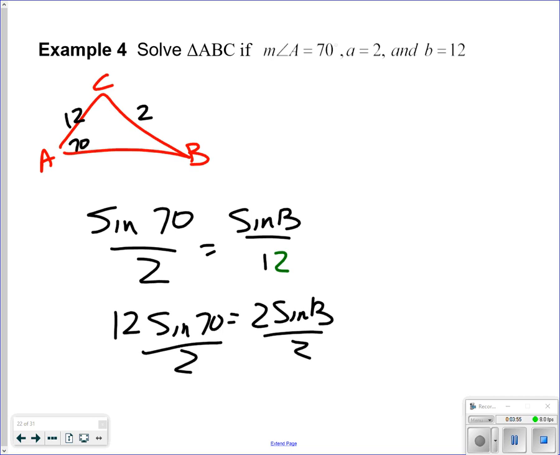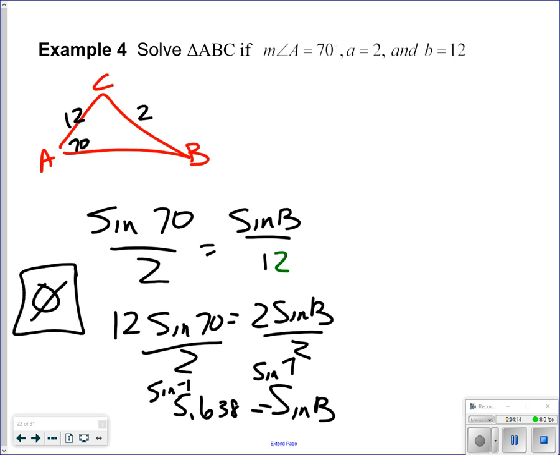Divide by 2. And now I'm going to pull out my calculator. 12 times the sine of 70 divided by 2 ended up being 5.638. Inverse sine. Uh-oh, I get an error, which means there is no solution. You cannot draw this situation correctly.